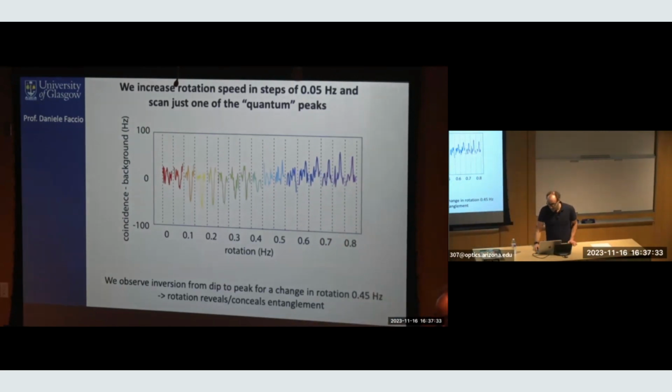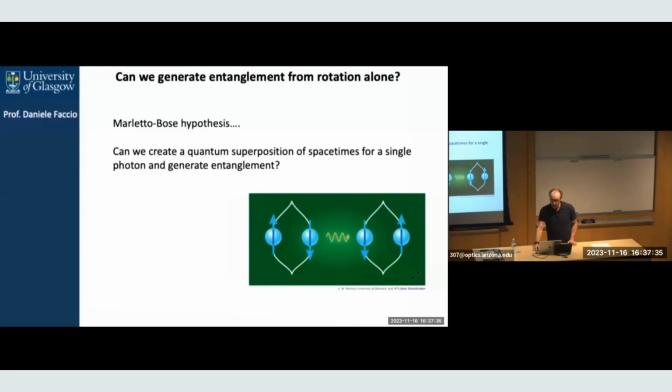Okay, so the very last result that I wanted to show you. Summarizing, for the first experiment, we showed that when we put a Hong-Ou-Mandel interferometer in rotation, we can shift the position or the time at which quantum interference happens. Then we did a second experiment where we showed that we can hide or extract entanglement from the photon pair.